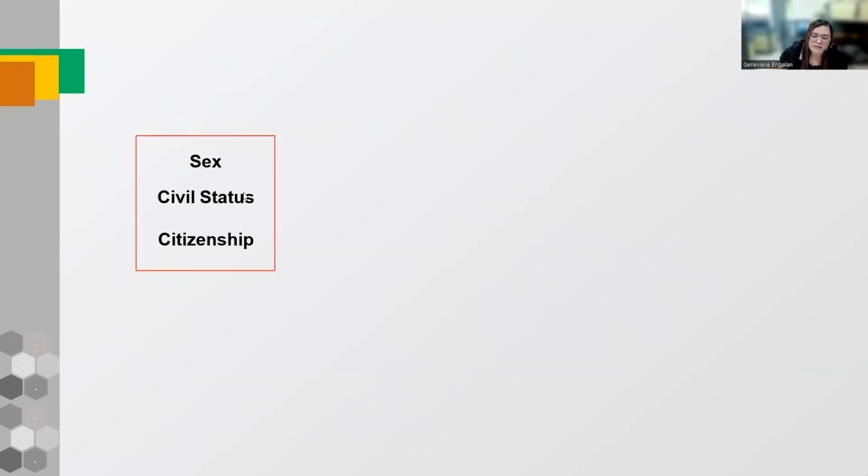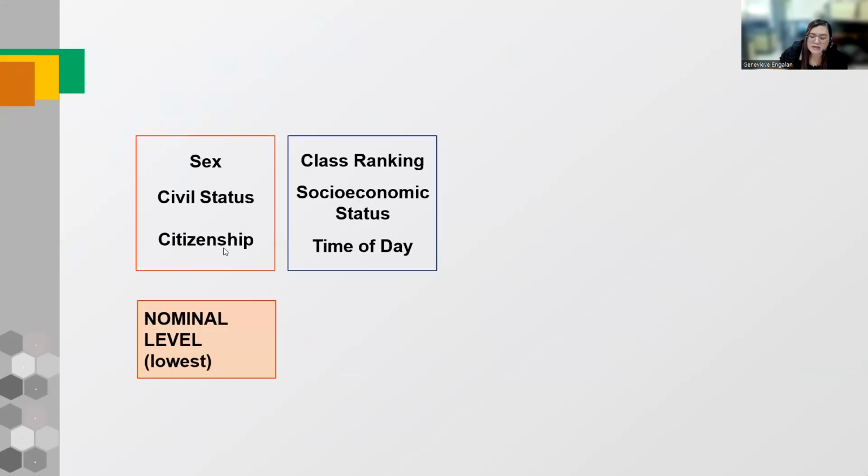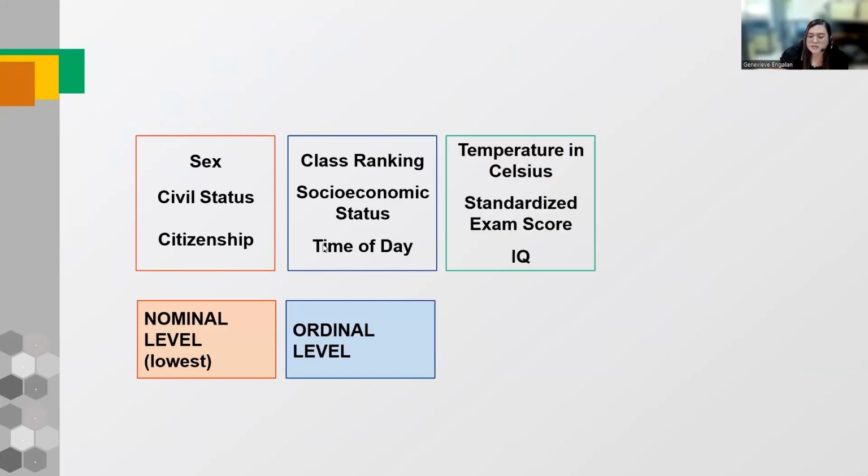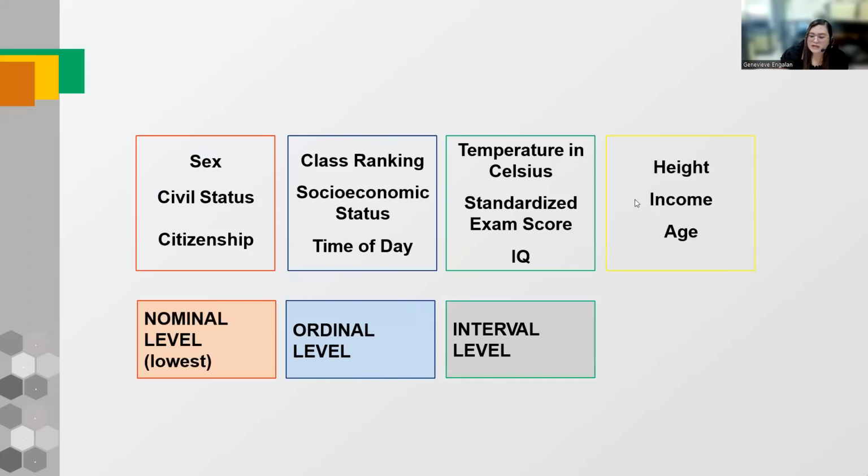Okay, so, sex, civil status, and citizenship belong to the nominal level. The class ranking, socioeconomic status, and time of the day, since we can order that, we have ordinal level, and that is labels or categorical data, no? Okay, then we have temperature in Celsius, standardized exam score, and IQ. Interval level na siya. And height, income, and age belong to ratio level. And this is the highest level of measurement. So again, nominal, ordinal, interval, ratio level.